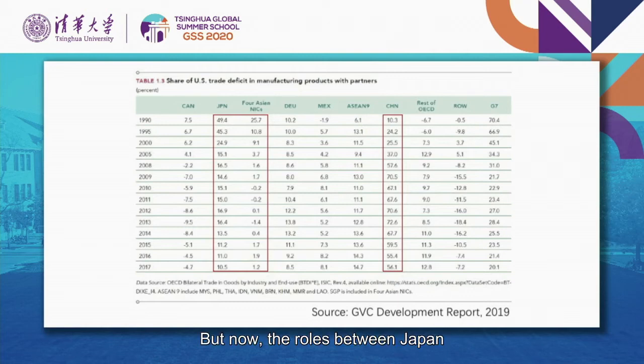But now, the roles of Japan and the four Asian tigers and China have switched. Now China accounts for 56%. Japan only accounts for 10%. And the four East Asian tigers only account for 1.2%. So what do these numbers mean?